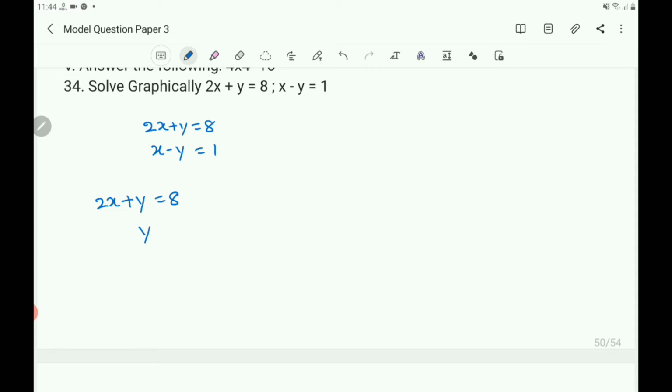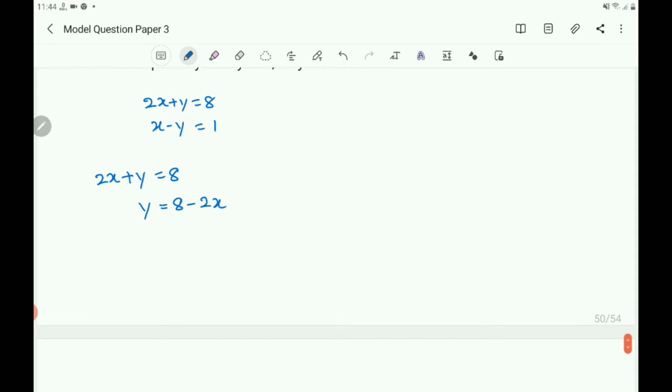Then y equals 8 minus, transfer this 2x to the RHS. Then it becomes y equals 8 minus 2x. Now you got the equation for y in terms of x. Now take convenient values for x and get the corresponding values for y. You can take x equals 0, x equals 1, x equals 2, etc.